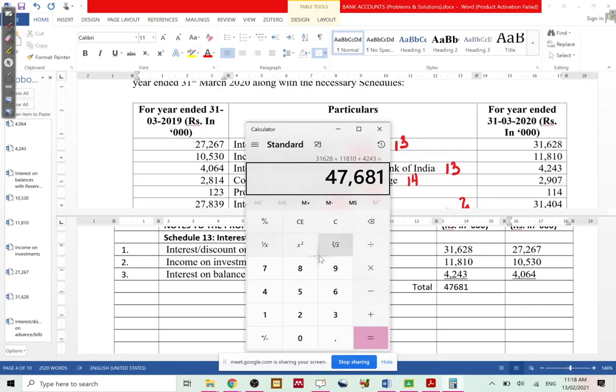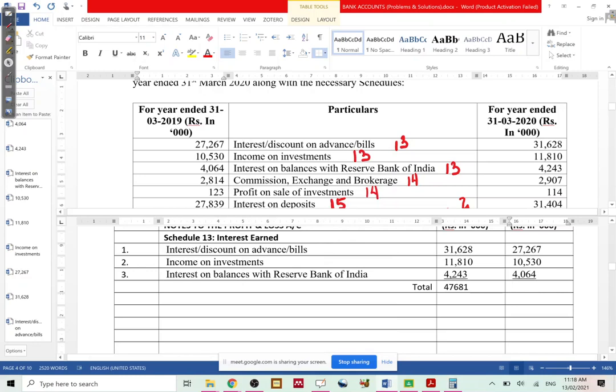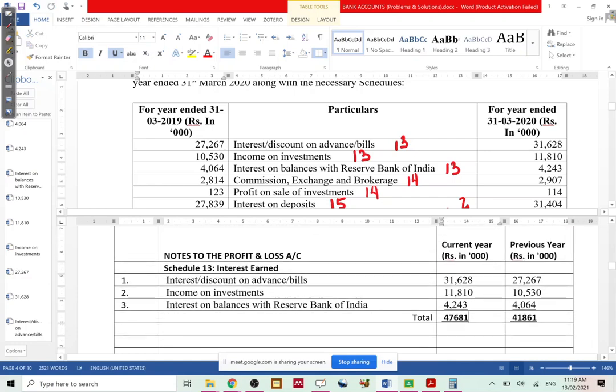And the previous year's column is 21,267 plus 10,530 plus 4,064, and you get 41,867. So these are the two totals of the interest earned for both particular years, the previous year and the current year. So we transfer these to the actual profit and loss account.